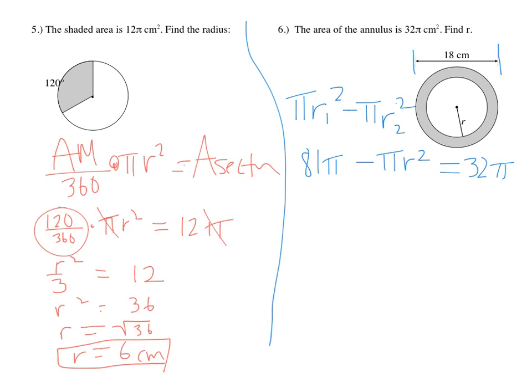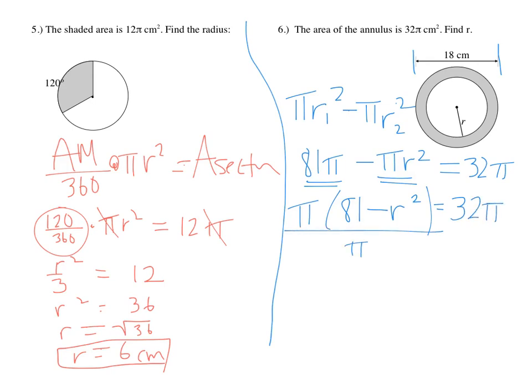Okay, so when you have something like this, where you have these two parts that both have a pi in it, I want you to think back to algebra when we were doing literal equations. If you think of pi almost like a variable, we can factor that out as a GCF. We're going to take pi out front as a GCF. So we have pi and then 81 minus r squared. That's going to equal 32 pi. If I divide everything by pi, my pi's go away. So I have 81 minus r squared is going to equal 32.